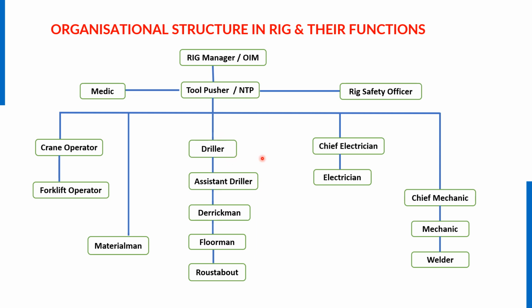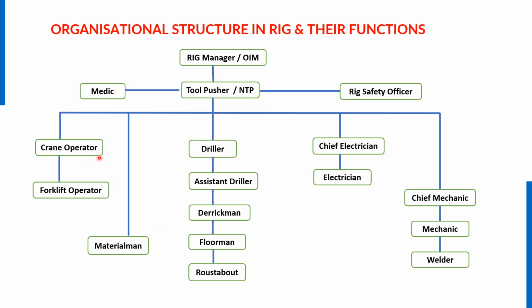So this is the operation sequence. Below the tool pusher or NTP, there is a driller. Below the driller, assistant driller, AD in short form. These positions are in sequence, from most senior to junior in operation. Then derrick man, and lower than derrick man is floor man, also said floor hand or roughneck. And the most junior position in this sequence is rustabout, just like a handyman or helper in the rig.